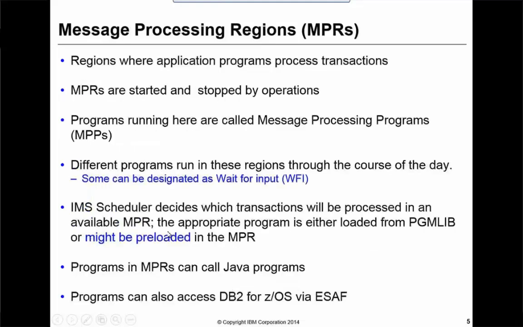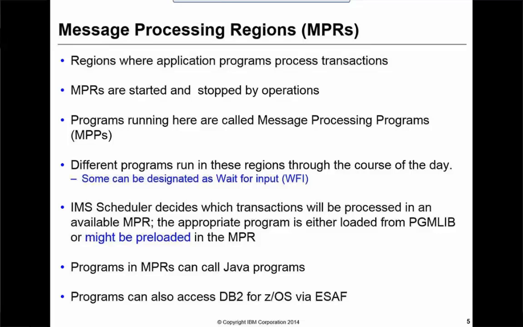So let's talk about MPRs. MPR stands for Message Processing Regions. And these are regions where you have application programs, and they have a certain characteristic. These application programs typically process transactions. And the nature of transactions is such that typically there is some human being sitting at a device entering these transactions, and they're waiting for a response. So these transactions don't typically do a whole lot of work. And response time is very, very important. And IMS typically promises what's known as sub-second response time, less than a second.